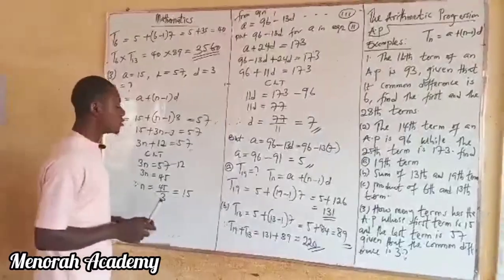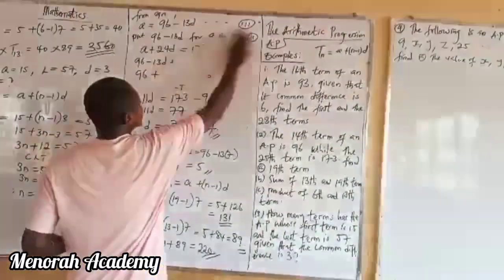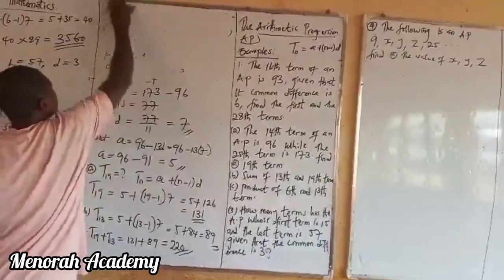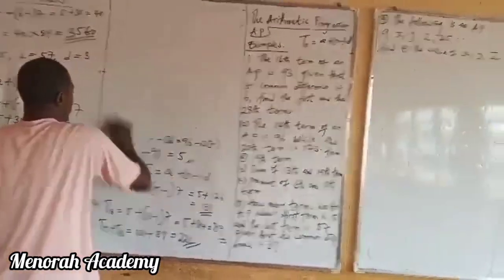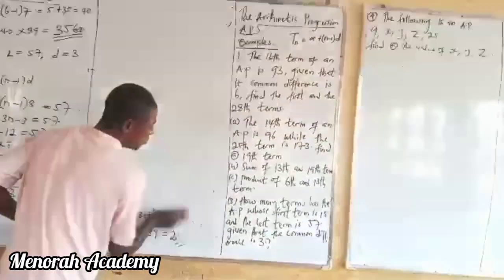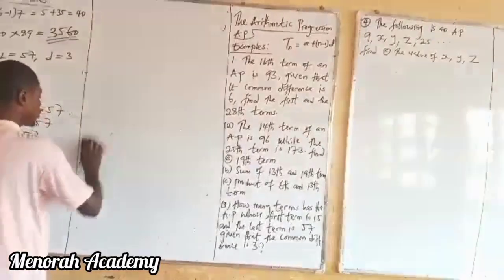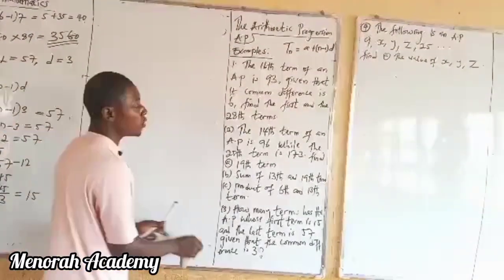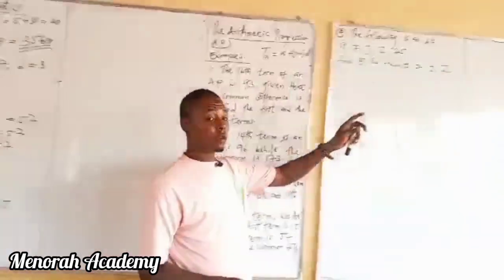Then question number 4. Let's solve question number 4 together, very fast. Then I believe after this number 4, there is no AP question that you should not be able to solve. Now, look at question number 4.